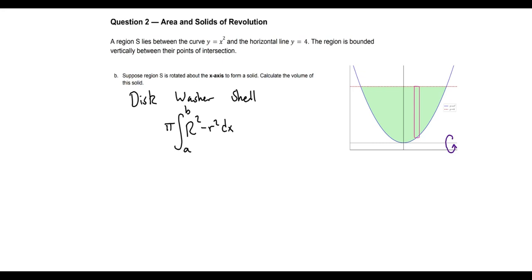Now, this is the interesting part, because we're going to try to find the distance from the axis of rotation to the furthest point of the rectangle. We're going to call that capital R. Then we're going to find the distance from the axis of rotation to the closest point of the rectangle, and we'll call that little r. So that's what we're going to try to find, big R and little r.